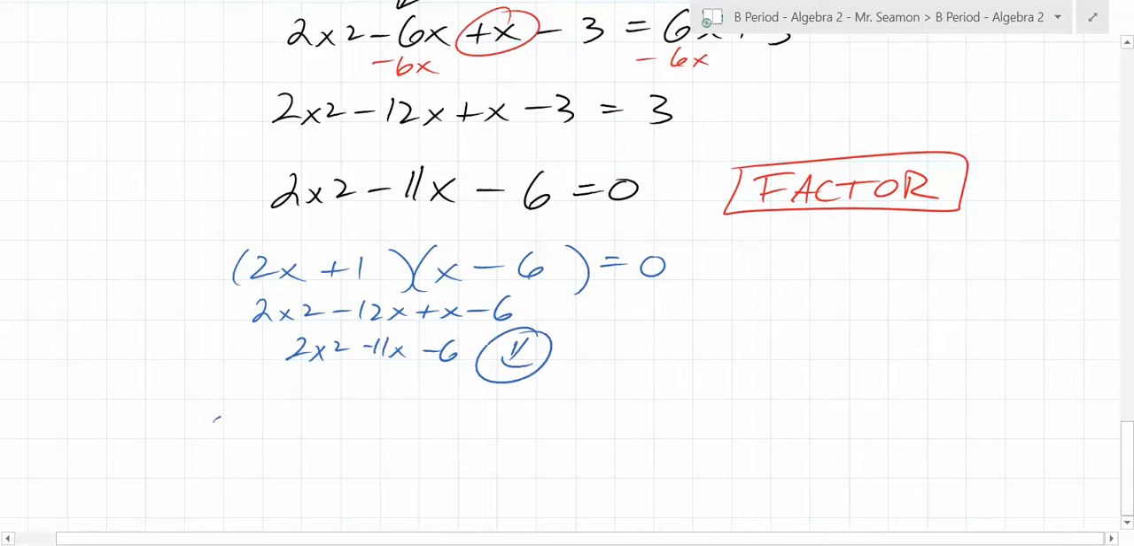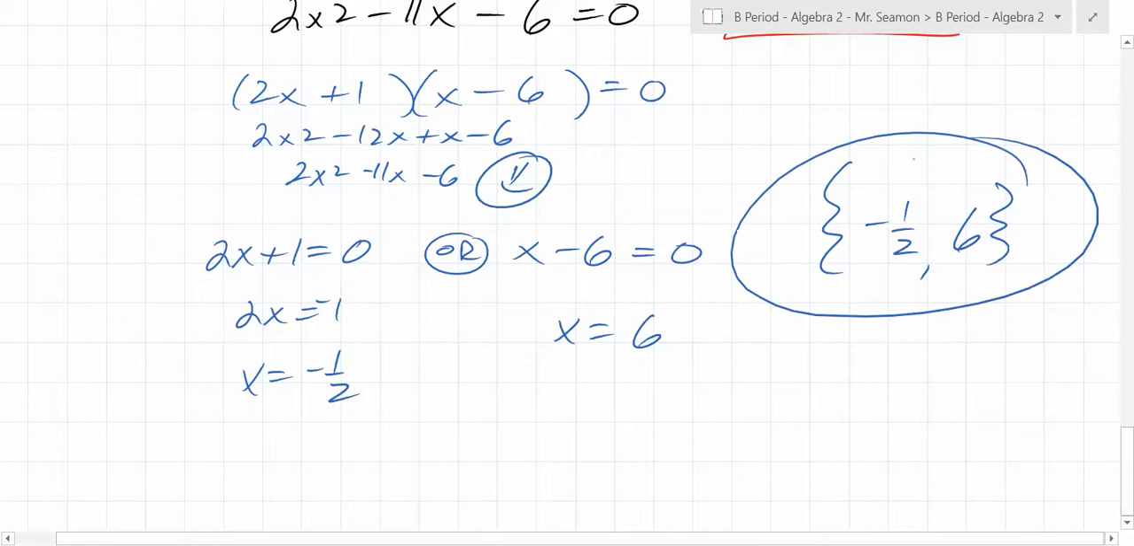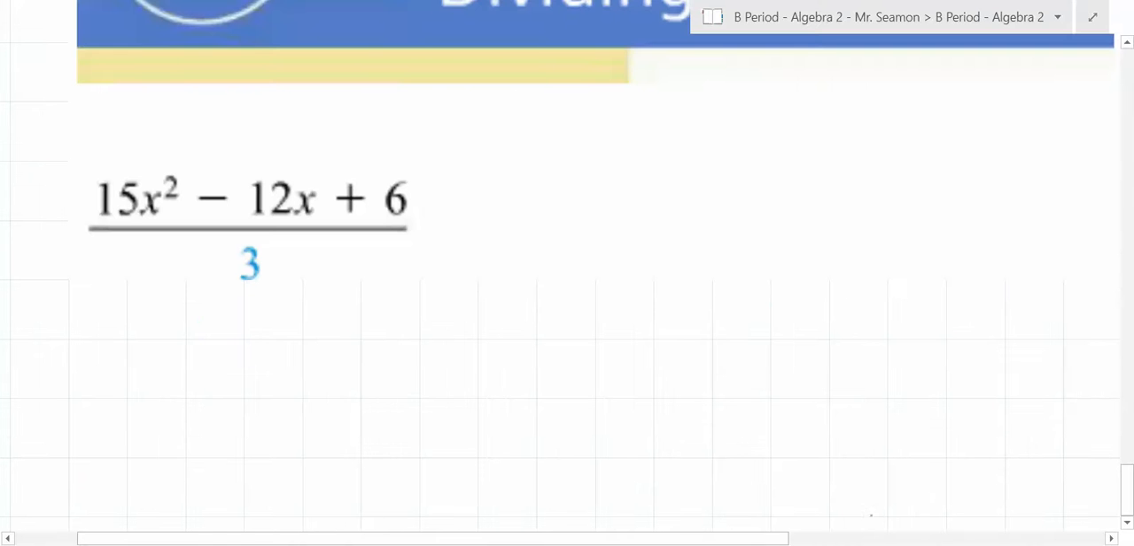So therefore, what do we know? 2x plus 1 is equal to 0, or x minus 6 is equal to 0. So 2x equals 1, x equals negative a half, or x is equal to 6. So when you write the answer, you end up with negative 1/2, comma, 6. Yes, Nate? 3 by 3, there it is, Rourke, thank you.